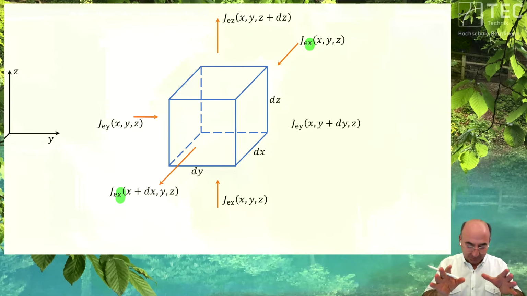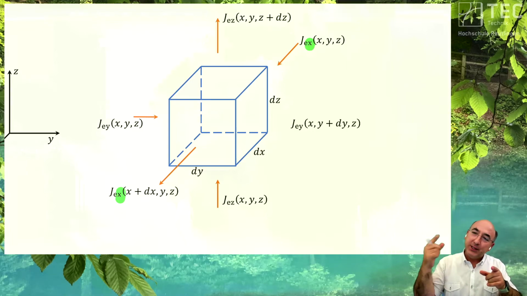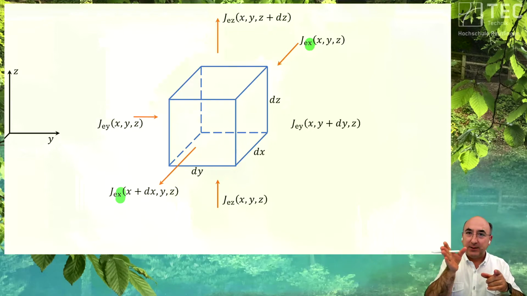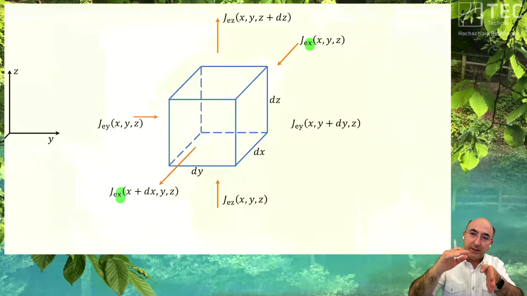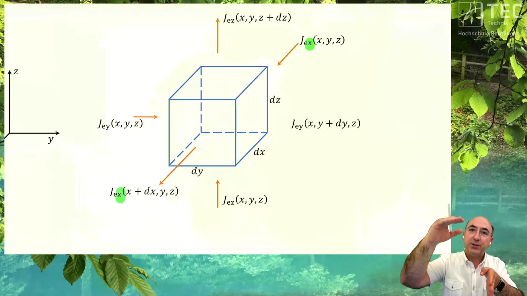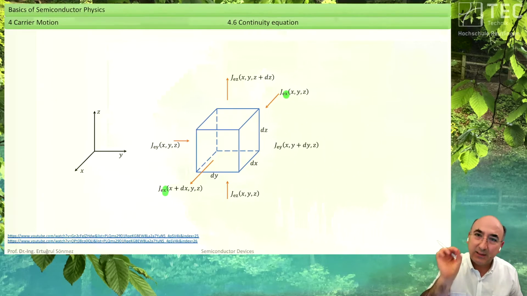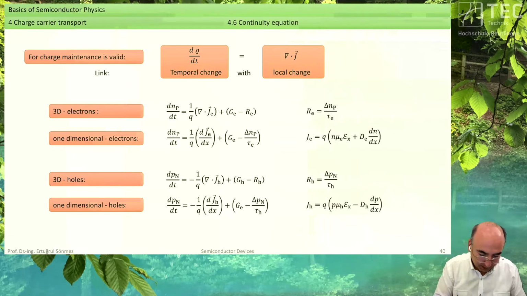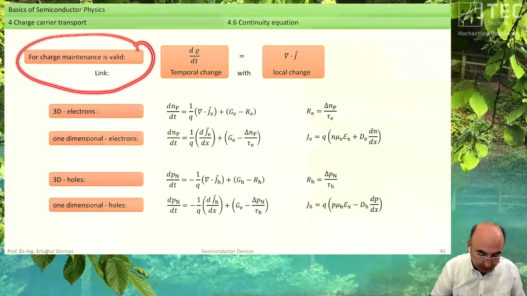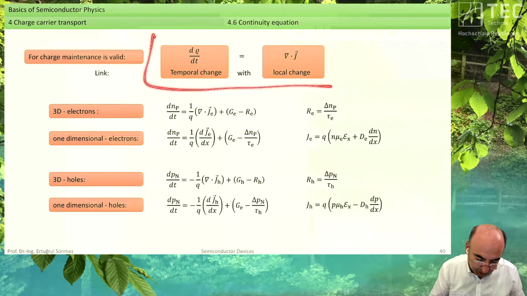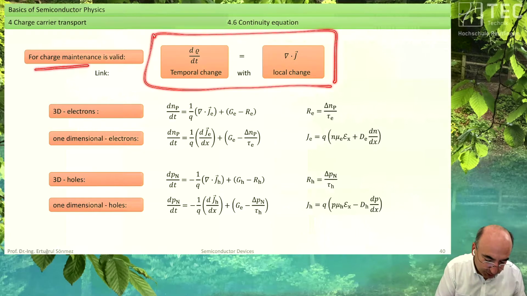Okay, so now let's change this way of thinking. The current density at x is higher than the current density at x plus dx. Then the charge density is increasing. The water level is increasing. And exactly this is the equation for charge maintenance.